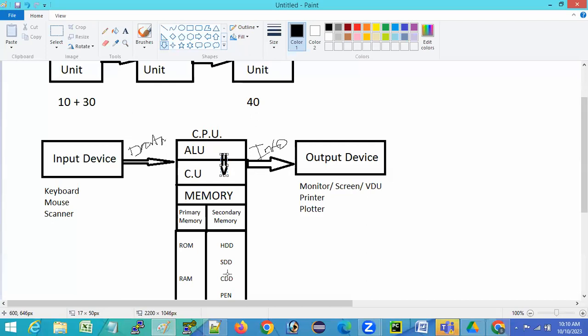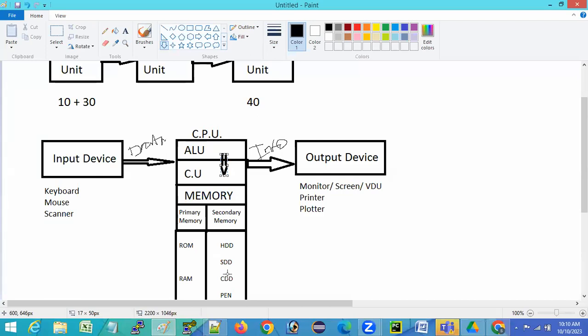What will it store? Whatever we are typing, whatever we are feeding, whatever result we are getting, all of it is going to be stored in the memory, like the memory your mobile has. When you go to purchase a mobile from any store, you ask what the capacity of the memory is. Am I right or not?